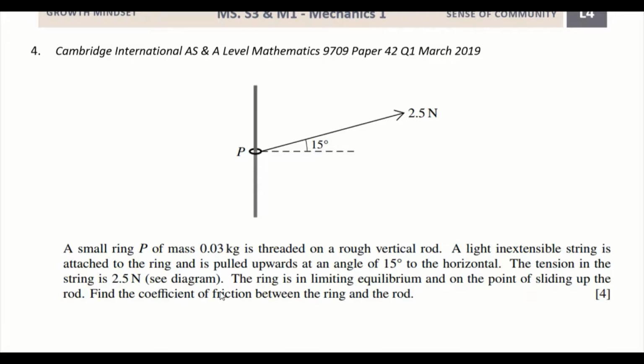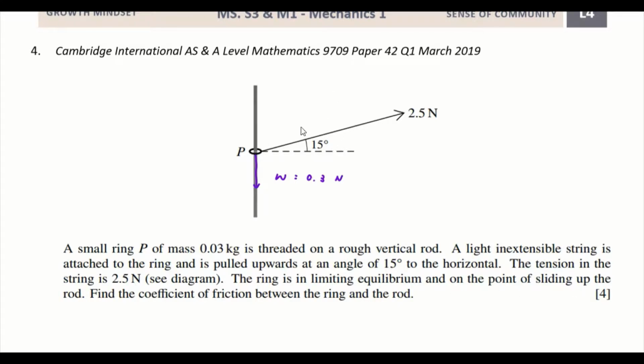So what we can try to do is write down the forces that apply on the ring here. This ring has a mass, right? So there's a weight, and it will be equal to 0.3 Newton. Then after that, this is the tension that has been given here. The tension of the string is 2.5. The ring is in limiting equilibrium and on the point of sliding up.